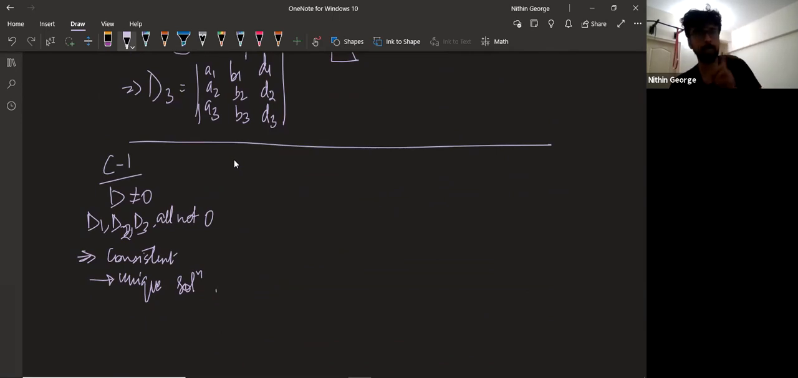D1, D2, D3 are all not 0. Together, they should all not be 0. One or two of them can be 0, but all of them should not be 0. That's the important condition here.